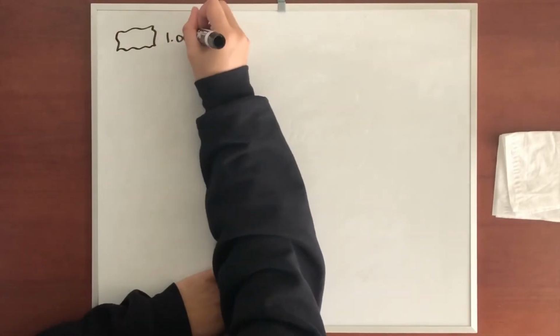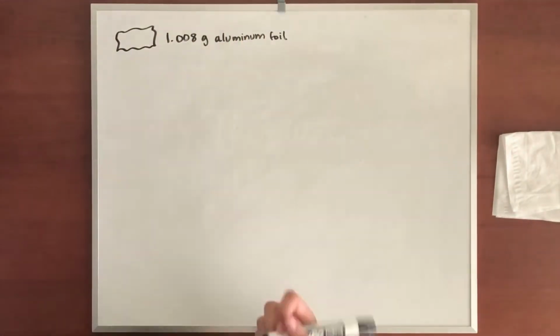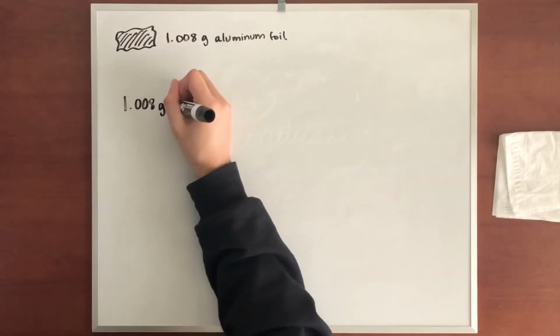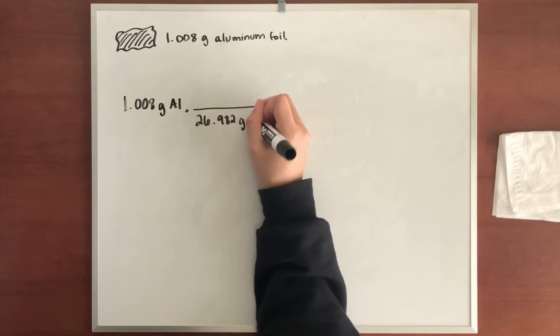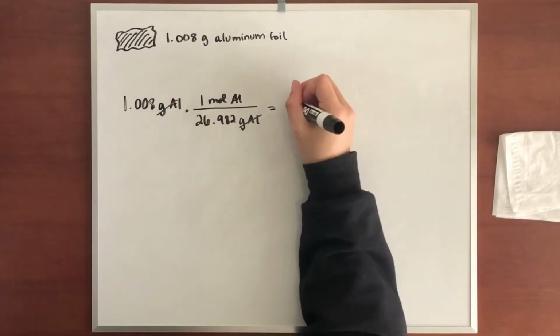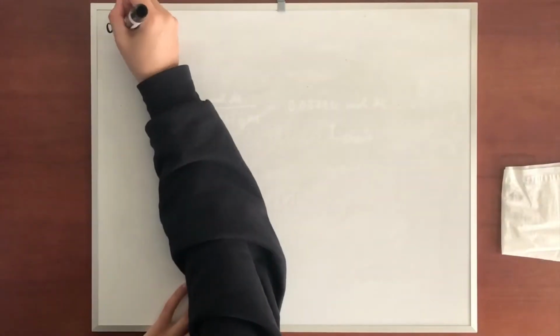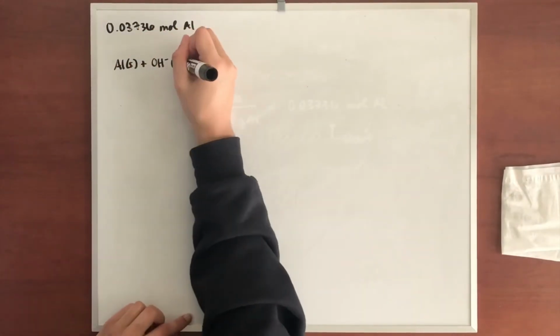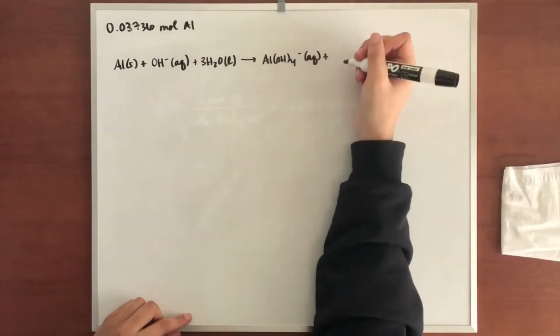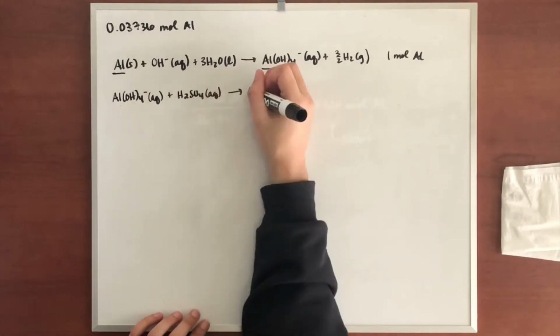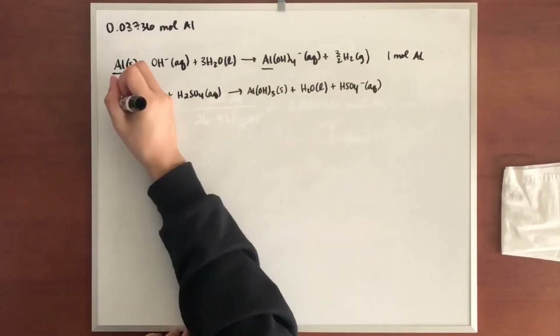So we started with 1.008 grams of aluminum foil, which we're extending for our purposes to mean 1.008 grams of aluminum. Then, using the molar mass, we can see this mass is equal to 0.03736 moles of aluminum. Now that we have the moles of aluminum, we can go through the 4 reactions we performed in the lab and track the moles of aluminum we end up with using the stoichiometric coefficients.